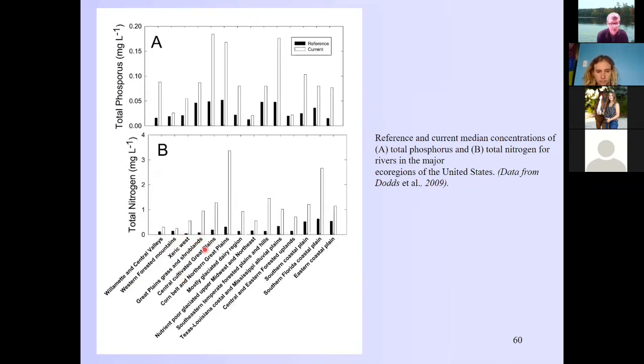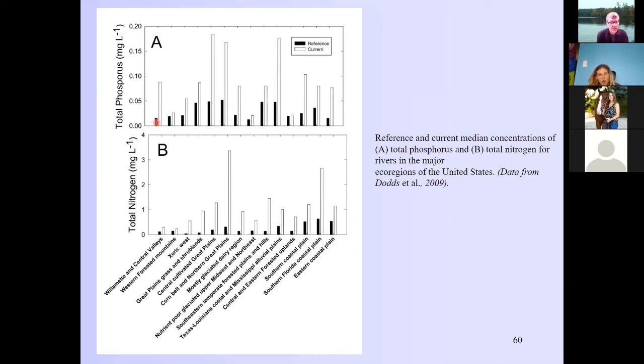Central cultivated Great Plains, that's pretty much where we are. Corn Belt, Northern Great Plains, that's Iowa. Further north is the glaciated dairy region, and you can just go through that whole thing and see that we pretty much go all the way to the southern Florida coastal plain and the Texas, Louisiana coast. The dark is the reference concentration, and the light is the current concentration. We have different tricks for figuring out what the references and currents are.